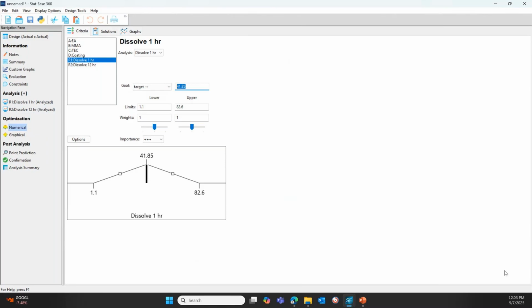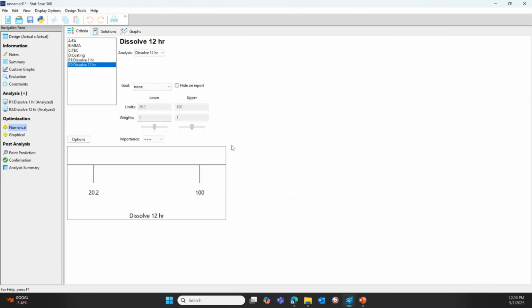We want to target 20. That's what it is. So we target 20. Then we want to go no less than 10, no more than 30. So we have this little ramp here. Then in 12 hours, we want to target 90, and we want to be no less than 80 and no more than 100. Okay, so those are the two ramps.